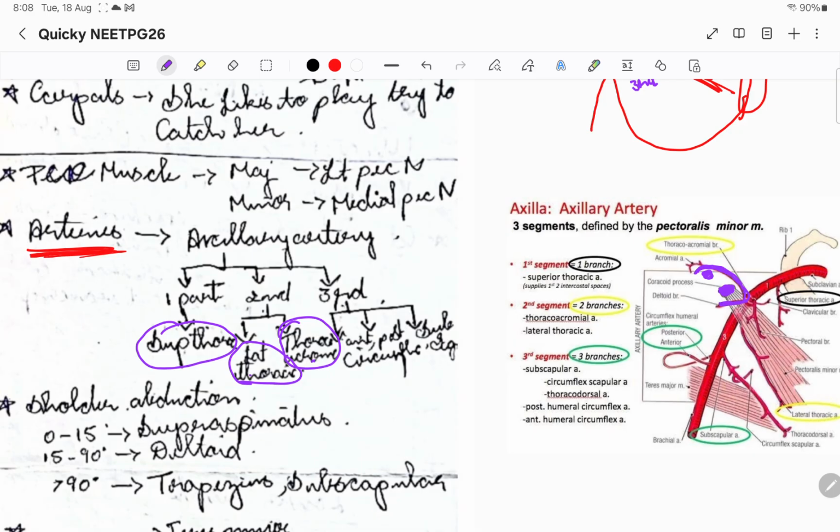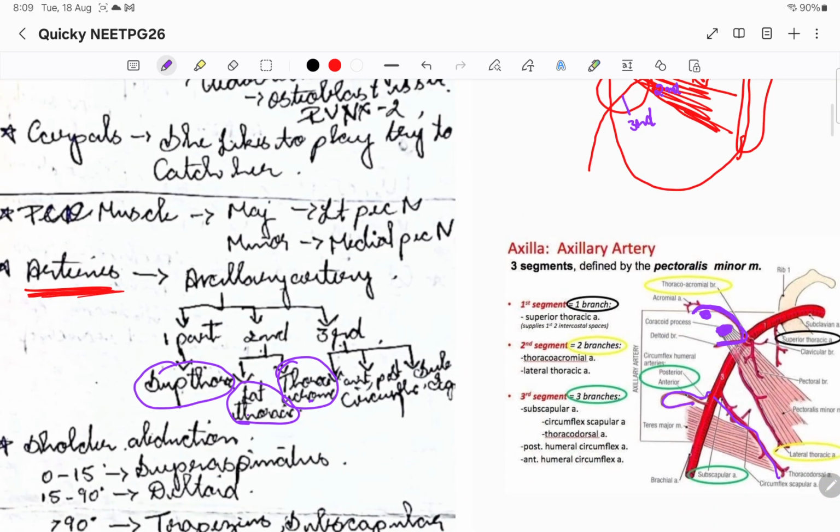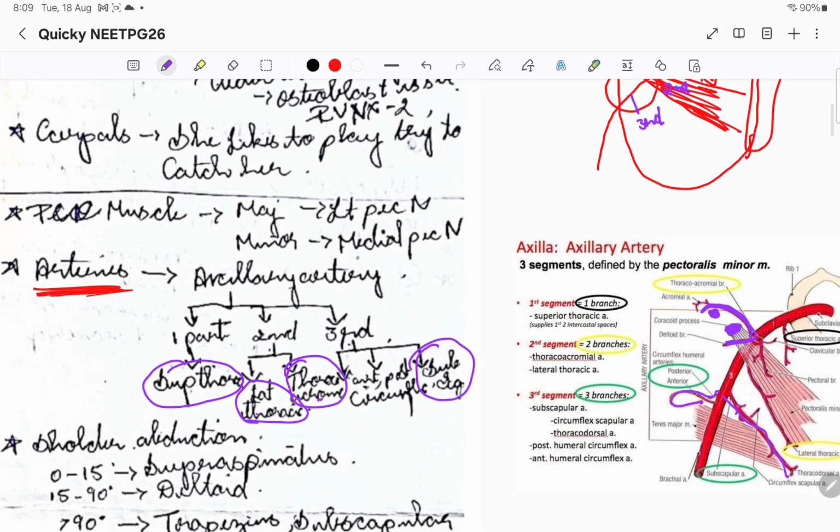Now coming to the third part, it forms the circumflex arteries, the anterior and posterior circumflex arteries. These are the two arteries. Then the other one is the subscapular artery. The scapula is behind. I told you that from the front there will be the subscapular muscle, whereas behind there were supraspinatus and infraspinatus. This subscapular muscle will be supplied by the artery of the third part, that is the subscapular artery. So these are the three branches that you need to remember.